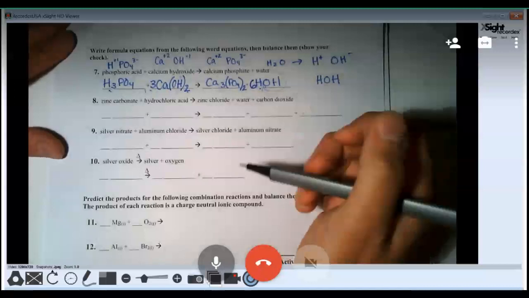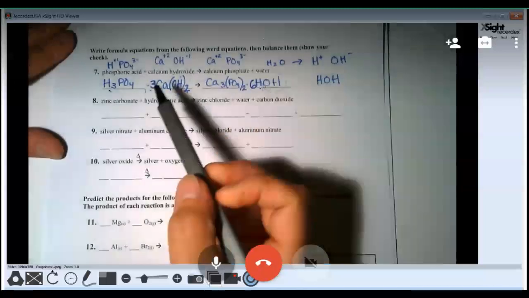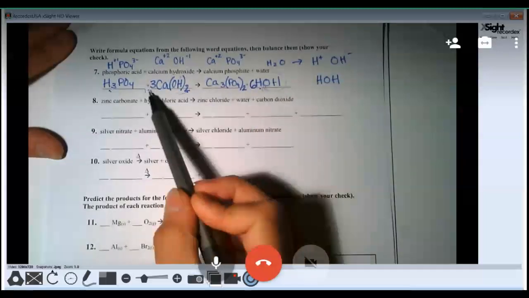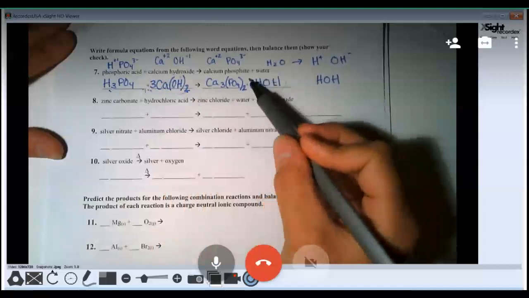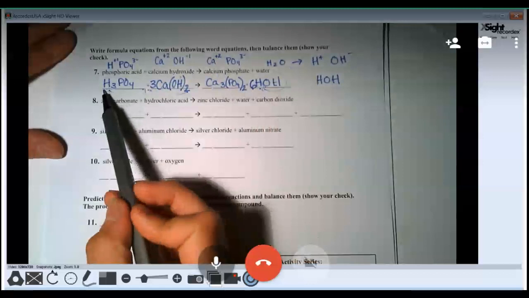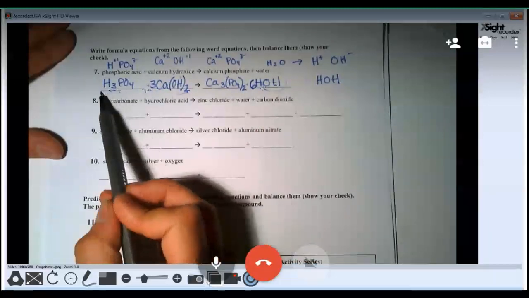This is actually a challenging one to balance. So 6 hydrogens and 6 hydroxides. Okay, so we fixed our hydroxide. We have 6 hydroxides, 6 hydroxides. But when we put that 6 here, we made there be 6 hydrogens, and we only have 3 hydrogens over here on the reactant side. So how could we fix that?